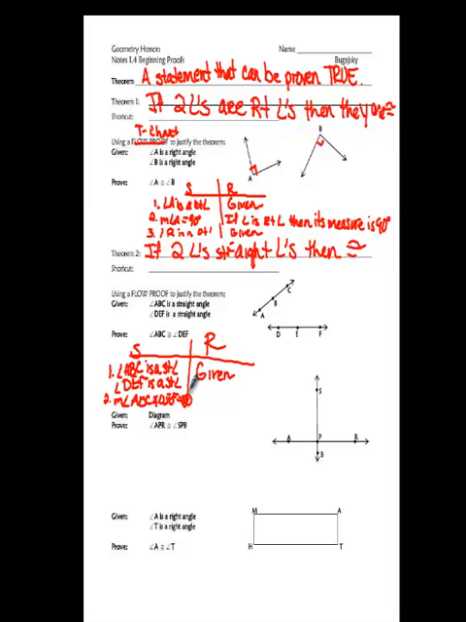And how do I know that? I know that by the definition of a straight angle. If it is a straight angle, then the measure is equal to 180 degrees. And then finally, I have enough to go right into my last step, that angle ABC is in fact congruent to angle DEF.